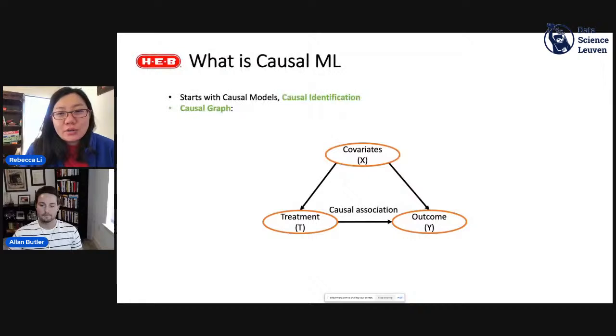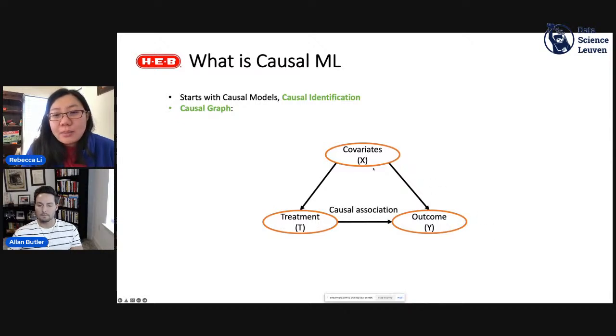So what is causal ML? In fact, causal ML are machine learning-based causal inference models, which start with the causal identification and causal graph. Below is a typical causal graph, which includes arrows and a set of variables. The arrowhead reflects the direction of causation, and variables include treatment, outcome, and covariates.